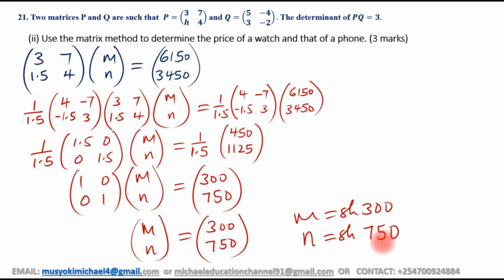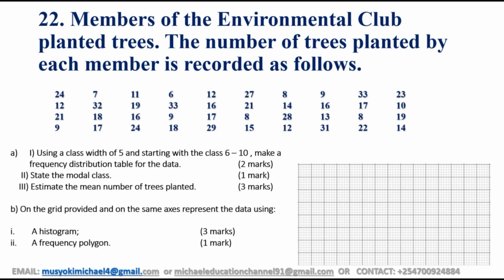So we move on to the next question on statistics. Members of the environmental club planted trees. The number of trees planted by each member is recorded as follows. Those are the values, the number of trees planted, and that is the raw data. Part A, using a class width of 5 and starting with the class 6 to 10, make a frequency distribution table for the data. Then state the modal class. Then estimate the mean number of trees planted, and finally on the grid provided and on the same axis, represent the data using a histogram and also a frequency polygon.